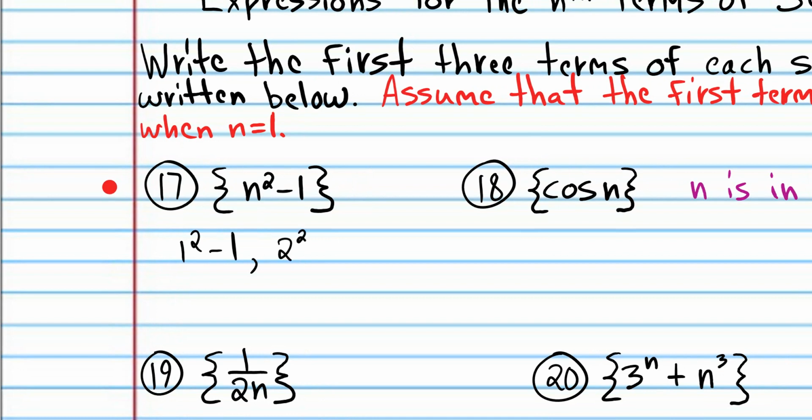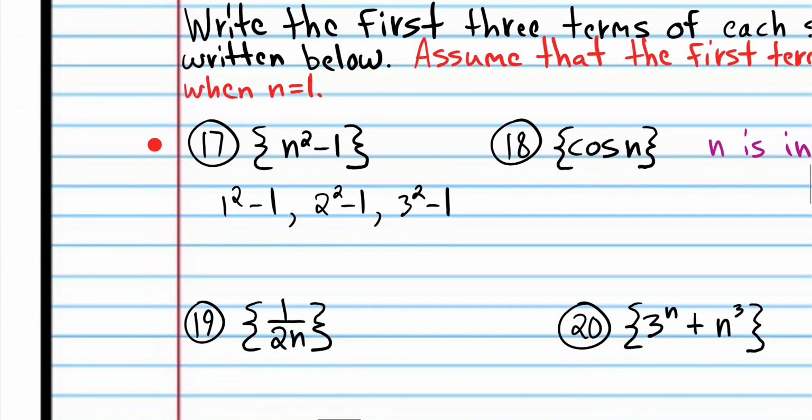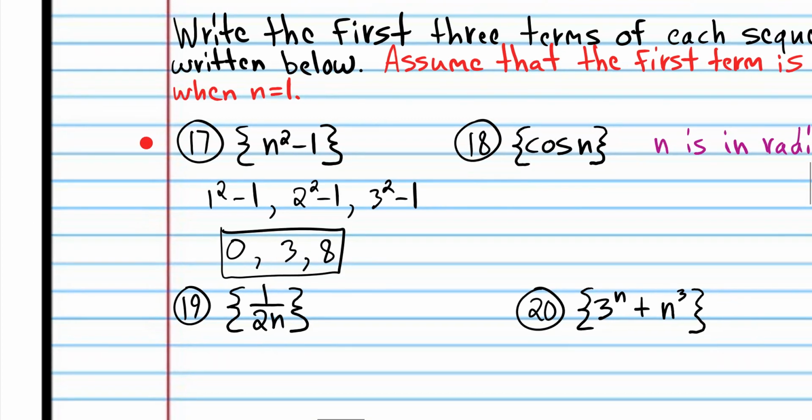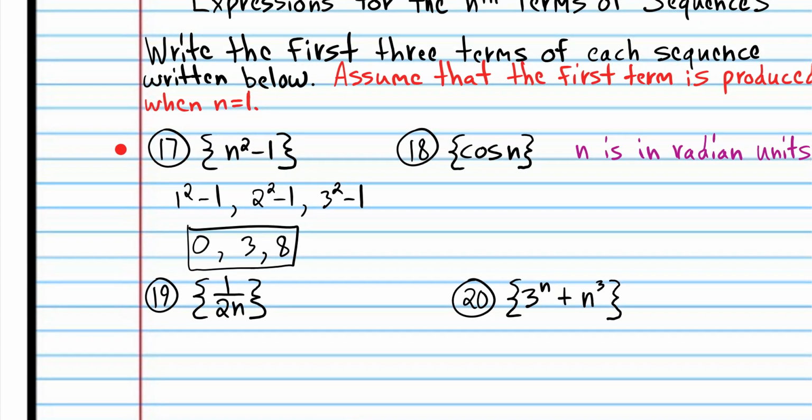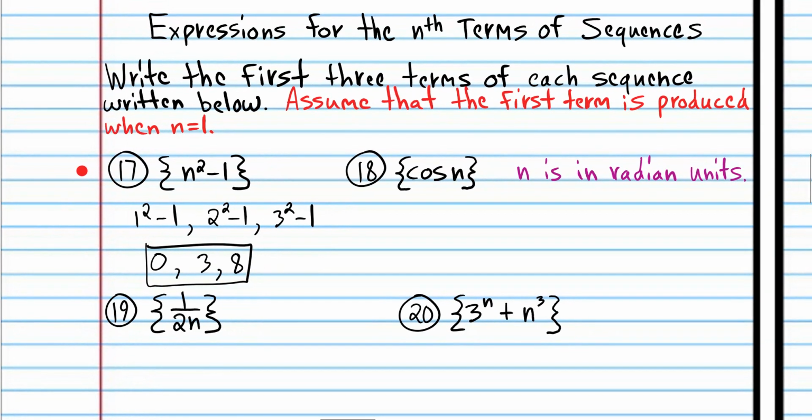So then we plug in 2, and then we plug in 3. So we have the first term, the second term, and the third term by plugging in 1, 2, 3, and we just keep plugging in those positive integers. That's how sequences work. So the first term is going to be 0, the second term is 3, and the third term is 8. So it is possible for a term to be 0. So those are the first three terms of that sequence.